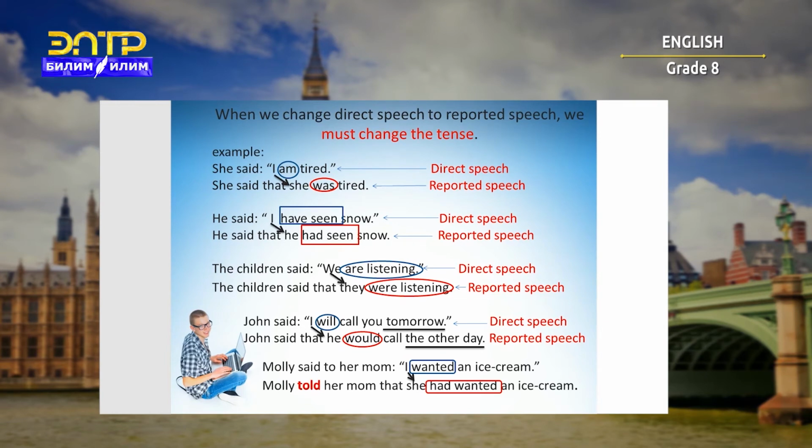Why? Because we see that Molly said to her mom. When we have a person we talk to, we use told instead of said. And we say, Molly told her mom. We can't say Molly said to her mom when it is reported speech.